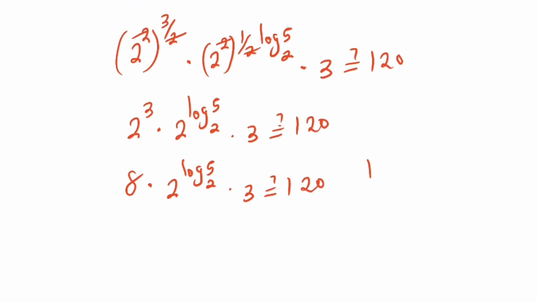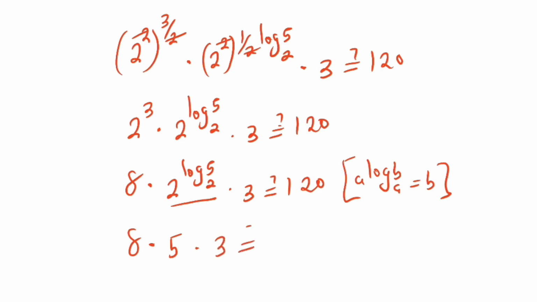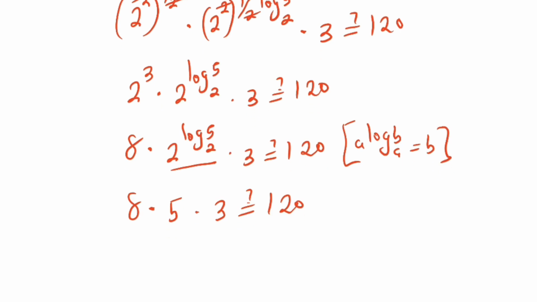If you have a raised to power log b base a, this is equal to b. Then this is 8 multiplied by the whole of this is 5 multiplied by 3 must be equal to 120. And of course, 8 times 5, this is 40 multiplied by 3, we have 120 is equal to 120, which is true.